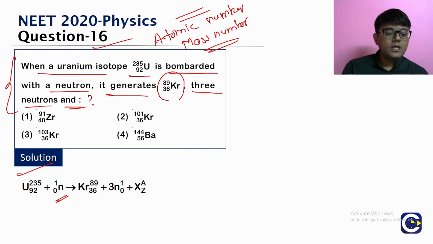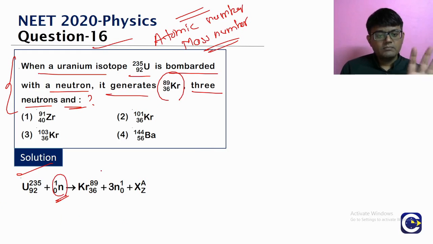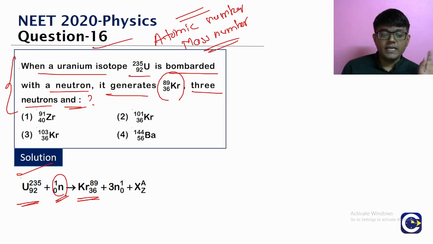So look at it. We don't want to call them reactant and product, but we can call them the original species and the final species. On the original species side, what we have is uranium and 1 neutron. On the final species side, we have krypton 89, 36, 3 neutrons, and another species which we are calling some X. We are in search of finding what this X is.